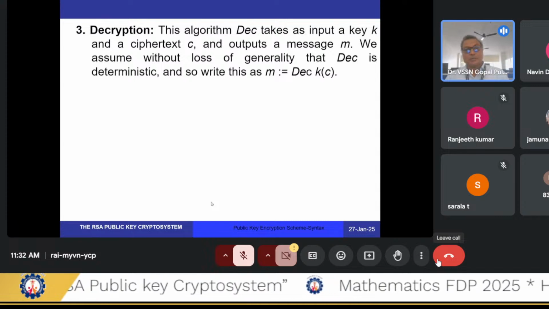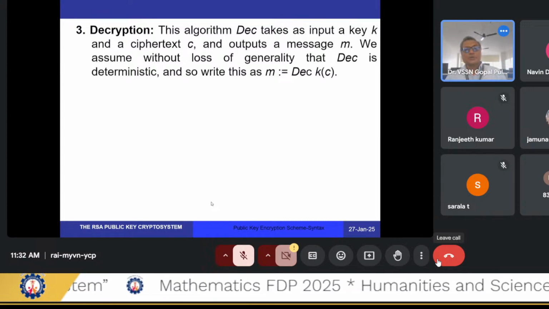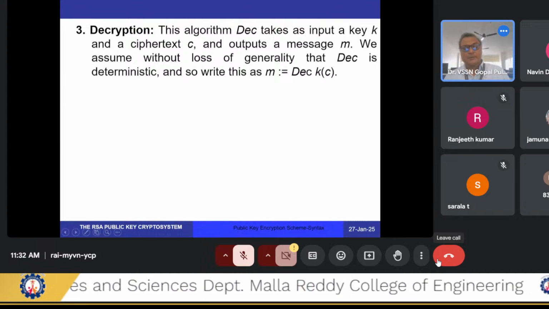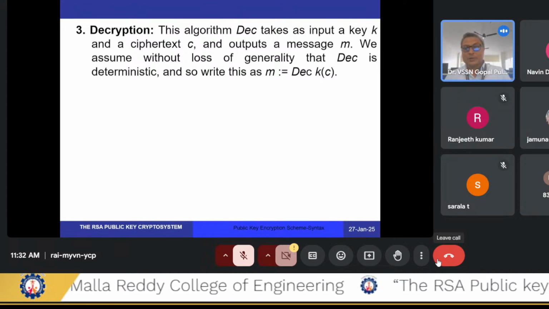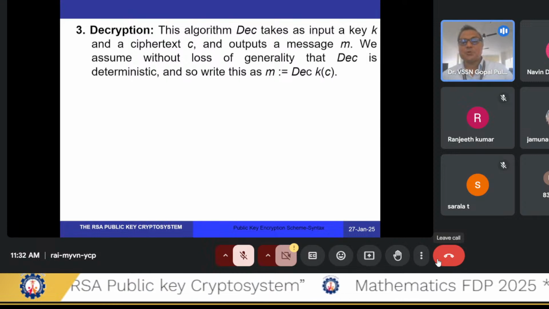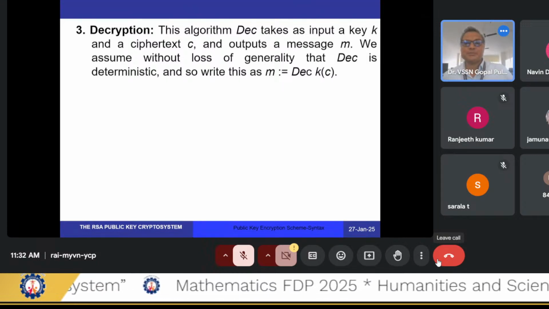The third algorithm is decryption. By decryption we observe that it takes a key k and a ciphertext c, and outputs a message m.